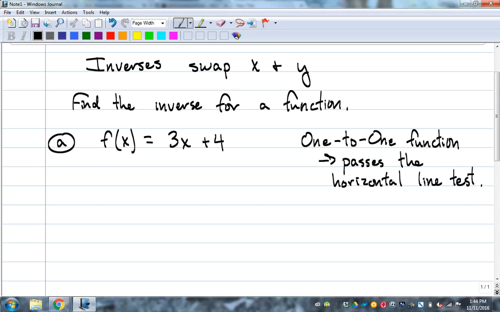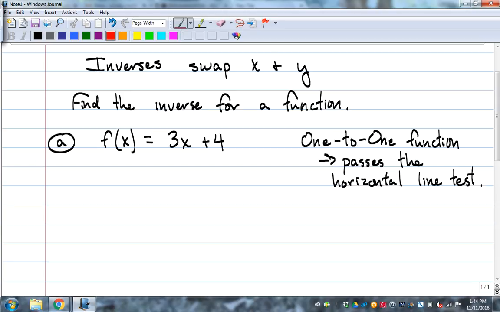It may have an inverse, but it's not a function. And what we're looking for are functions whose inverses are also functions. So that's where the horizontal line test comes in. This one passes it, so we can go ahead and find the inverse of this.